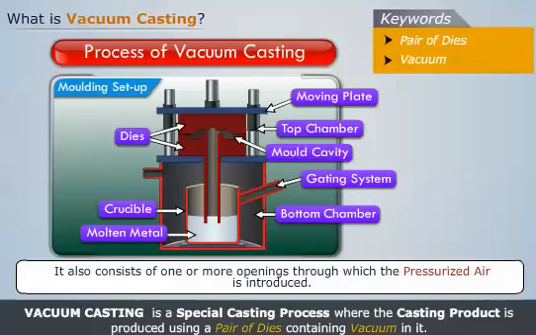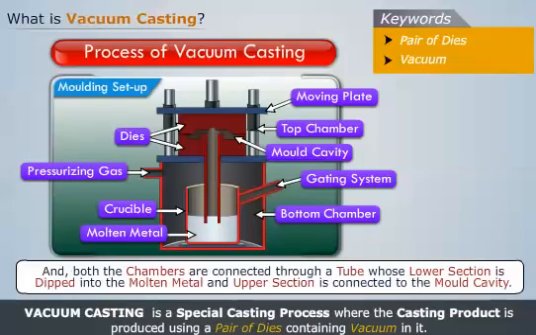It also consists of one or more openings through which the pressurized air is introduced. And both the chambers are connected through a tube, whose lower section is dipped into the molten metal, and upper section is connected to the mold cavity.